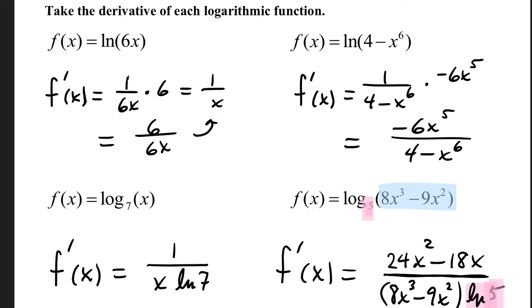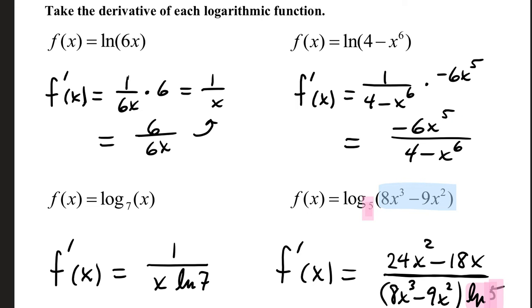Another natural log, the top right example, we have natural log of 4 minus x to the 6th. Taking the derivative, you take the reciprocal of what trails the natural log, so 1 over 4 minus x to the 6th, then times the derivative of what follows, so that's negative 6x to the 5th. Put this all in one fraction, and you have negative 6x to the 5th over 4 minus x to the 6th.